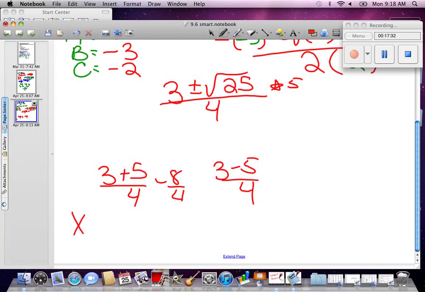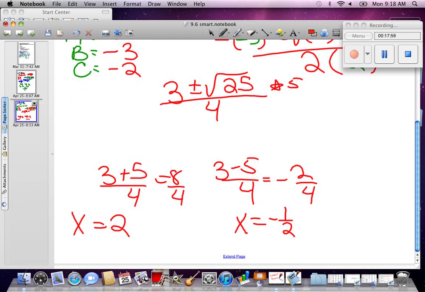3 plus 5 is 8 over 4, which is 2, right? What's 3 take away 5? Shelby, what's 3 minus 5? -2 over 4. Can I reduce that? Yep. It reduces to -1/2. 2 goes into 2 once, 2 goes into 4 twice.